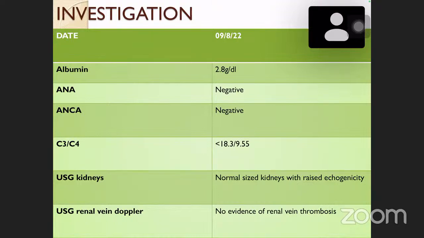We were wondering why steroid is not helping. Because we have been taught that IRGN is a prototypical example of immune complex glomerulonephritis. By and large, in any immune complex glomerulonephritis, your response to steroid has to be good.